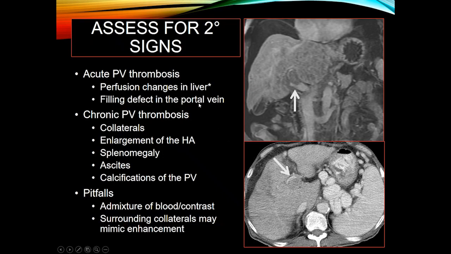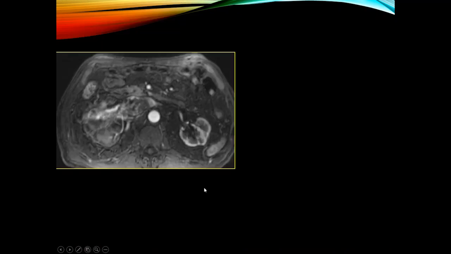So always look for secondary signs, look at the liver perfusion, look for collaterals. Don't be fooled by early phase imaging where there may be a mixture of blood and contrast. And again, these collaterals can be so abundant that they can mimic enhancement. So just be wary, and multi-phase imaging may be very helpful in these cases.